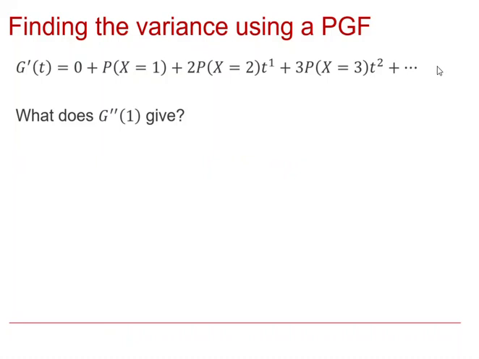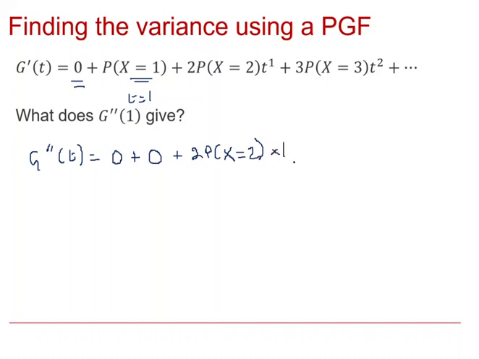So we have found an expression for G'(t), the first derivative of the generating function. What happens when we differentiate that a second time? And what happens when we let t equal 1 in that expression? If we differentiate a second time, the 0 will differentiate to 0. The probability x equals 1 is just a constant, so we differentiate that with respect to t and we get 0. The third term here would just be 2 multiplied by the probability x equals 2 multiplied by 1, because t to the 1 will differentiate to give us 1.